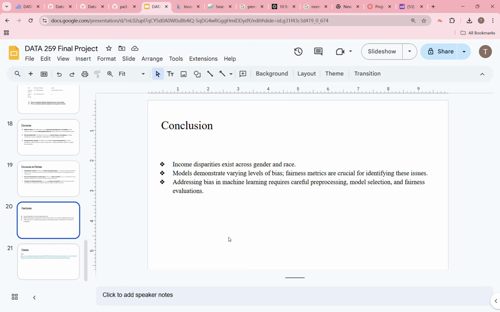But I would like to draw some conclusions here. Besides the fact that income disparity actually exists across gender and race, I would also like to say that models demonstrate varying levels of bias, and fairness metrics are crucial for identifying these issues. Addressing bias in machine learning really requires careful pre-processing as well as model selection and fairness evaluations.